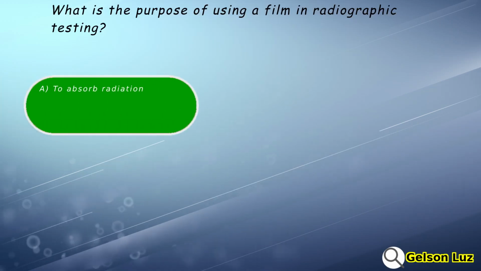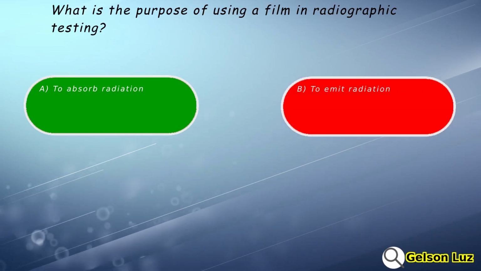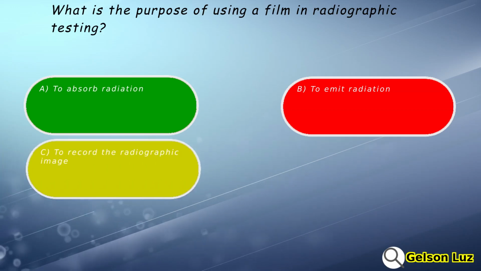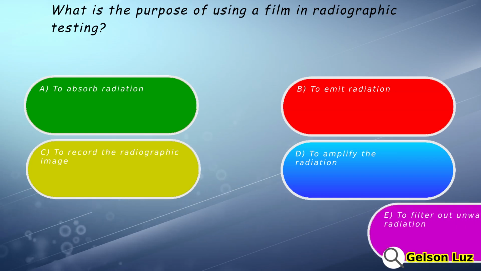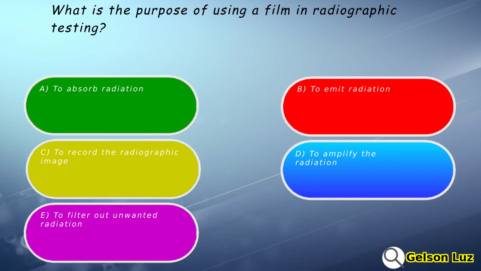What is the purpose of using a film in radiographic testing? A. To absorb radiation. B. To emit radiation. C. To record the radiographic image. To amplify the radiation. E. To filter out unwanted radiation.